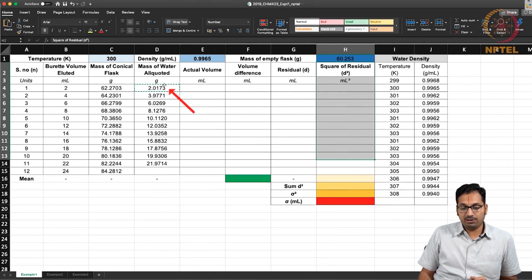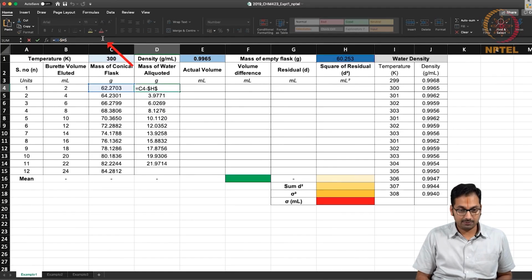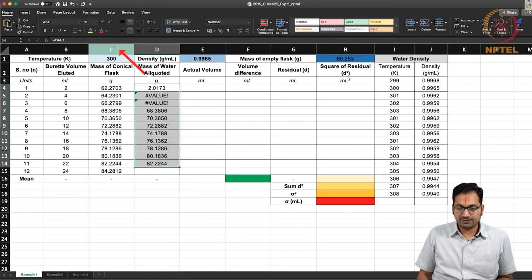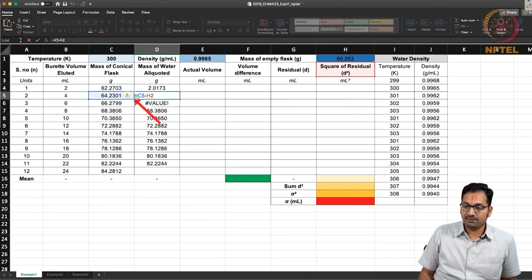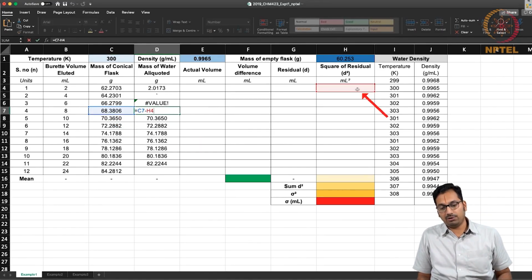Okay, so for instance, why don't we take an example of what happens if we do not have the dollar here. Well, the first value will come up fine, the remaining values will not make sense. It is not able to understand the value here because it is trying to take the difference between 64.2301 and the square of the residual, which does not make sense, it is a string. And as you go forward, you realize that this value is the difference between C7 and H4, which is not the difference that you want to take.